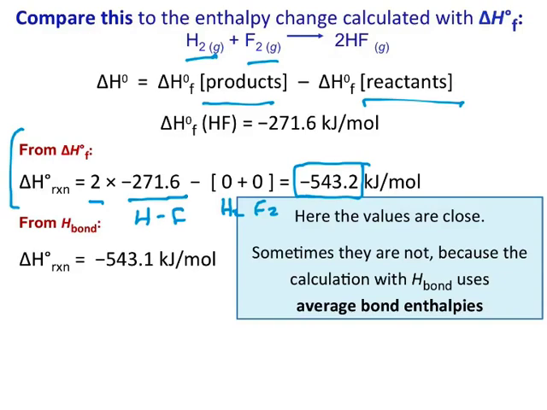So in this example, they come out really similar. They're not always similar. And the reason why they're not always similar is because we're using average bond enthalpies to compute this. So you're giving one number to represent the same bond in a variety of different contexts. And then in different chemical structures, these bonds have slightly different energies. So when you take an average, it's not always going to be perfect for all the types of bonds you might deal with.